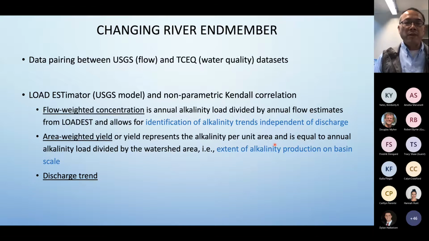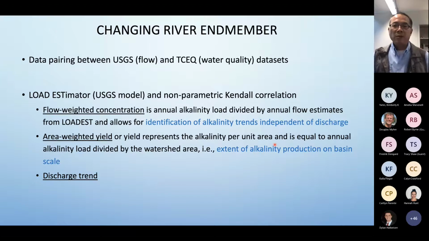One of my students did this data pairing. She used the flow data from USGS and water quality data, which is alkalinity, from TCEQ. Then she did extensive work analyzing the data, applying the USGS flow model, the load estimator model, and using the non-parametric Kendall correlation to find out whether there have been any changes in the water chemistry and the discharge. Three parameters were looked at.